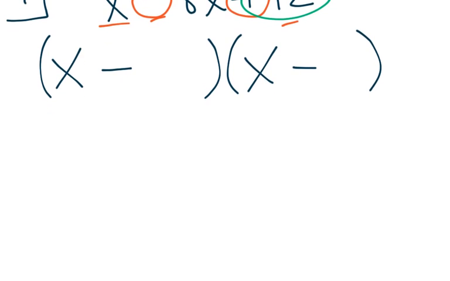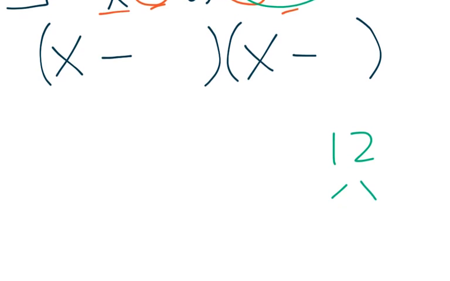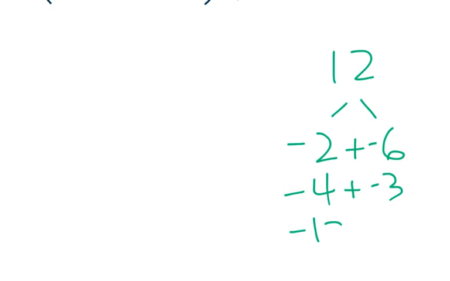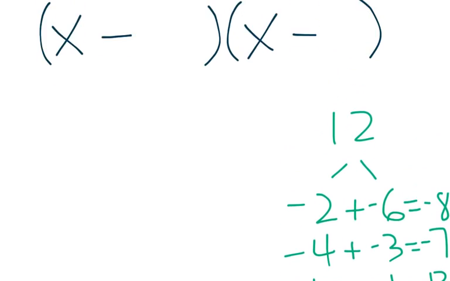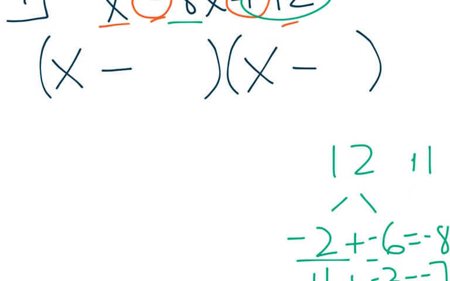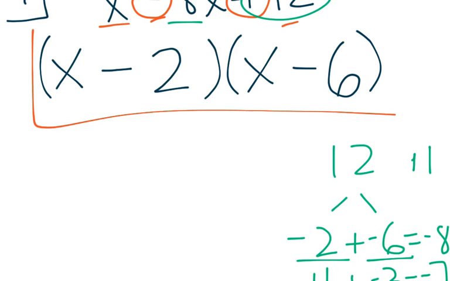Now we're going to look at this 12 and see which two numbers will add to equal negative 8. So let's go down here. We have negative 2 plus negative 6, negative 4 plus negative 3, and negative 12 plus negative 1. When we add these, this equals negative 8, this equals negative 7, and this equals negative 13. We are looking for negative 8, so our two numbers are negative 2 and negative 6. So in here, we are going to put 2 and 6, and this is our final answer.